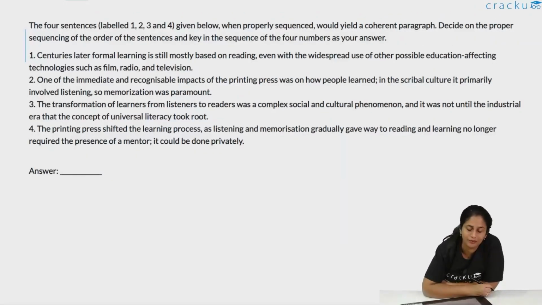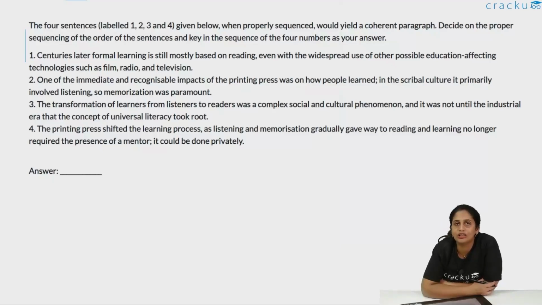In this particular para-jumble question, we are given the following sentences. Centuries later, formal learning is still mostly based on reading, even with the widespread use of other possible education affecting technologies such as film, radio and television. One of the immediate and recognizable impacts of the printing press was how people learned. In the scribal culture, it primarily involved listening, so memorization was paramount. The transformation of learners from listeners to readers was a complex social and cultural phenomenon, and it was not until the industrial era that the concept of universal literacy took root. The printing press shifted the learning process as listening and memorization gradually gave way to reading and learning. It no longer required the presence of a mentor, it could be done privately.